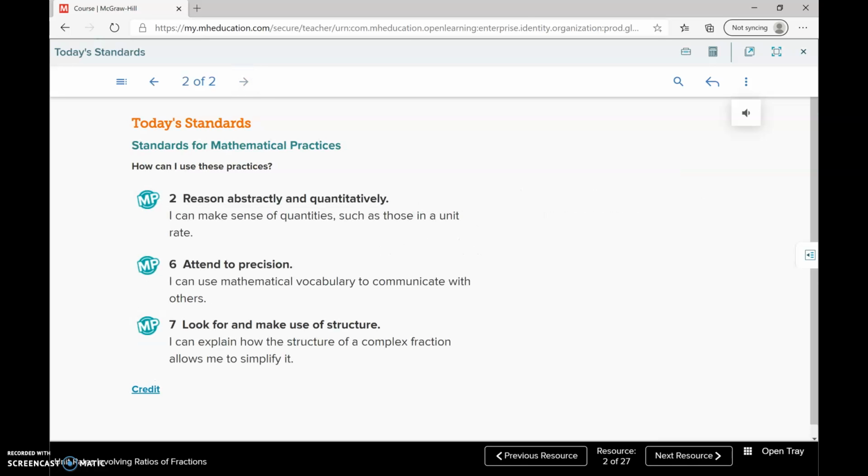How will you use these? Well, you can make sense of quantities such as a unit in a unit rate. You can use mathematical vocabulary to communicate with others, and you can explain how the structure of a complex fraction allows you to simplify it. All right.